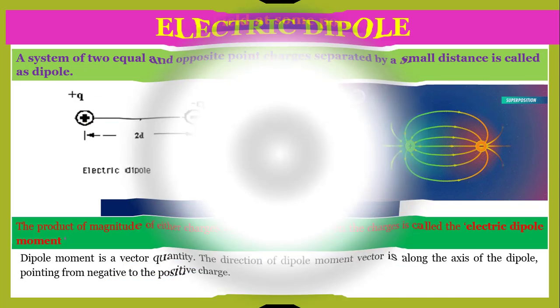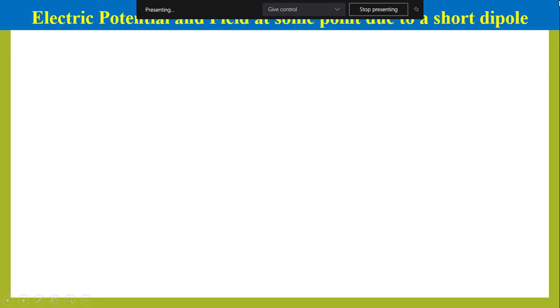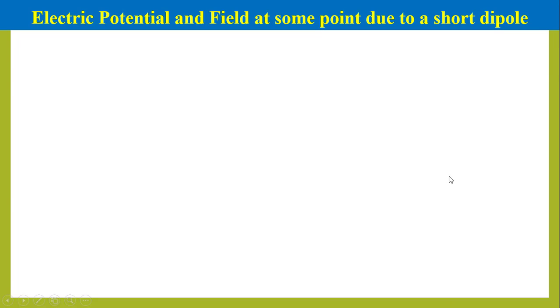Let us calculate the electric field and potential at some point due to a short dipole. So what we will do in our class today is first calculate the electric field at some general point due to this electric dipole.